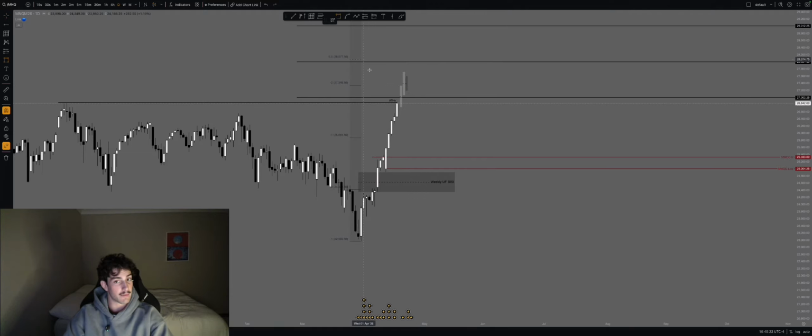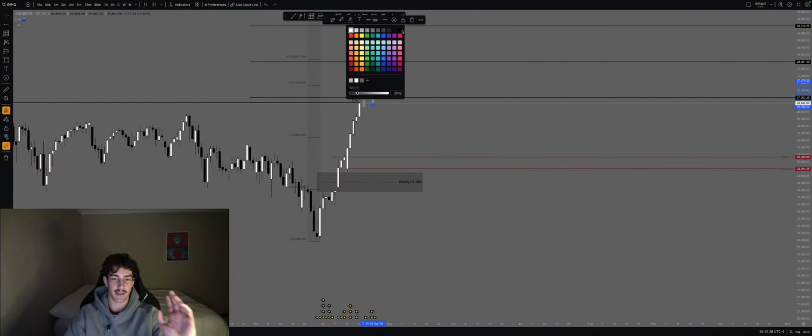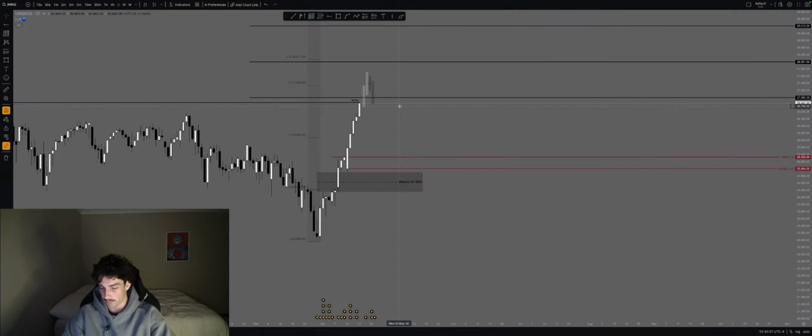Now, for me, it's even higher probability to be looking for that retracement if we can get a sequence anytime. It doesn't have to be this week. It doesn't have to be the week after that. It could be the week after that. We could have genuinely months of expansion with zero retracement.